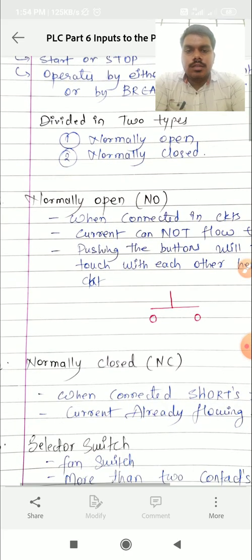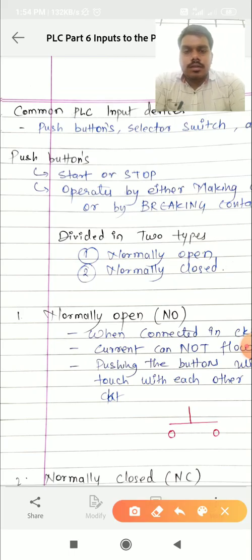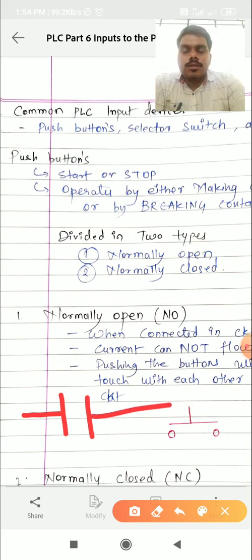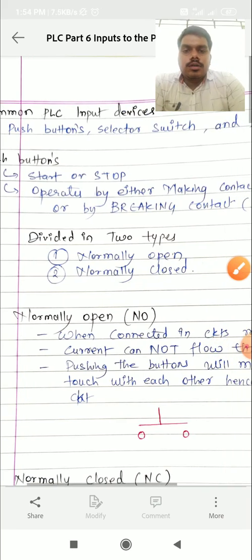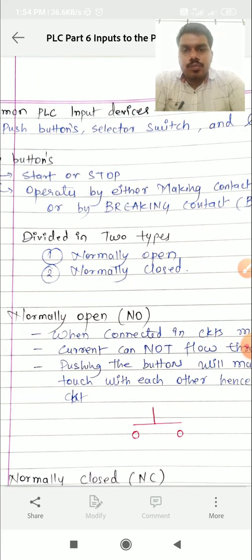Actually, see, if I consider it like this, two parallel lines are there. So this is a normally open contact, means there will be a contact between them. This contact, if it is open, is called breaking contact, and if it is closed, it is called making contact. So just remember this point. It makes the contact and breaks the contact. So basically push buttons are divided into two types: normally open and normally closed.